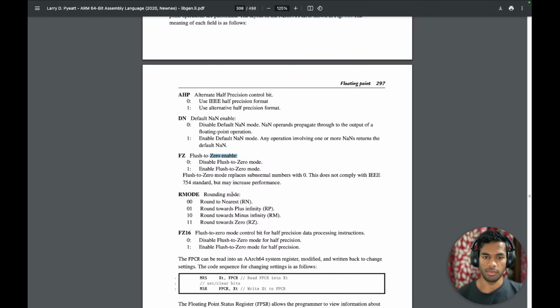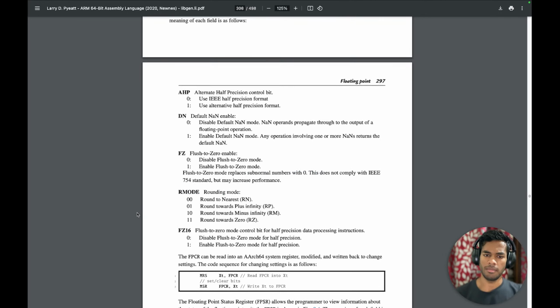Flush to zero enable. Disable flush to zero mode. Enable flush to zero mode. Flush to zero mode replaces subnormal numbers with zero. This does not comply with the IEEE standard, but may increase performance. It defaults subnormal values to zeros.